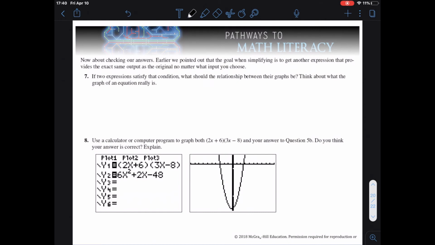And so because we're simplifying these expressions and we're getting what should be exactly the same thing, regardless of the x you pick, if you plugged it into either expression, you should still have the same output. Because of that, the graph should be almost identical. So the graph just represents those input and output values. So really, the graphs should be the same.